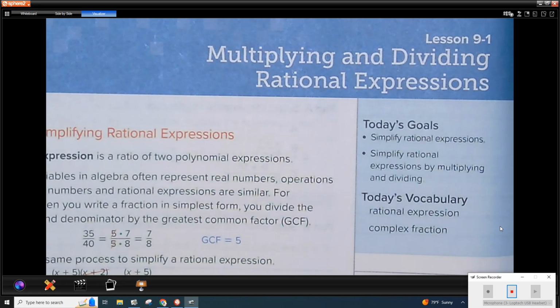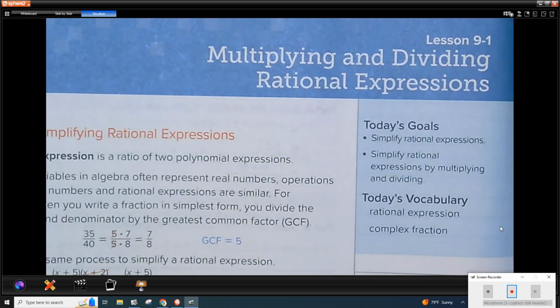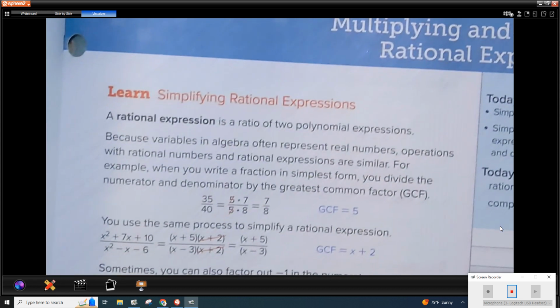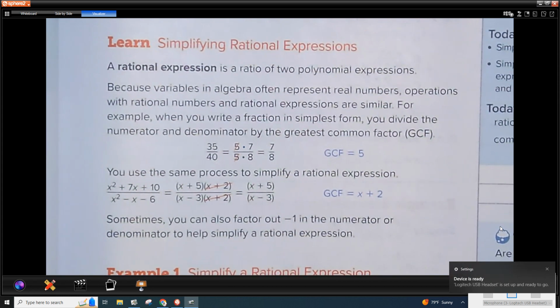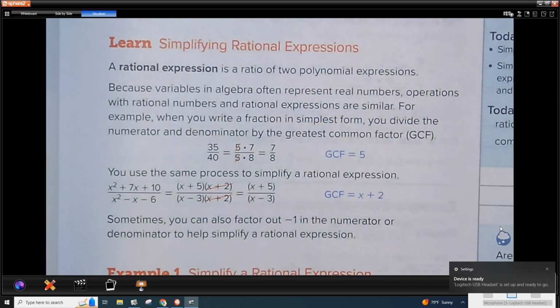Multiplying and dividing rational expressions. So we're only going to multiply and divide. Adding and subtracting is the next lesson. Rational expression. What is a rational expression?